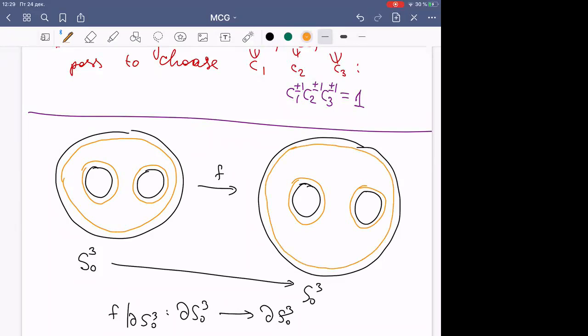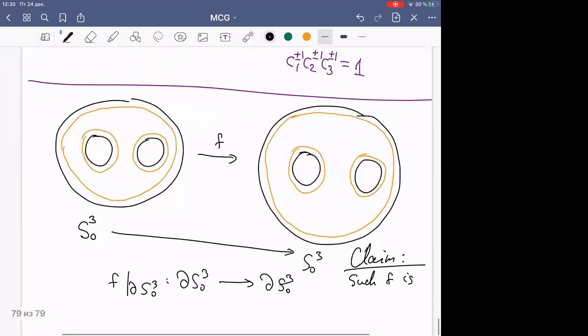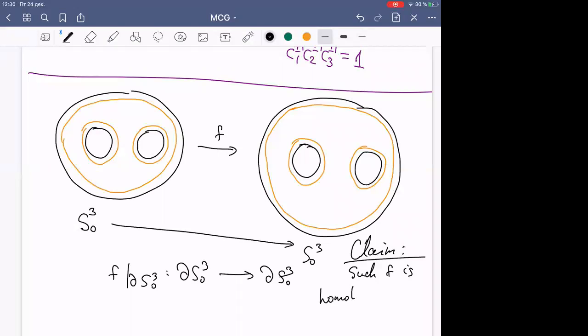So, our claim is that such F is homotopic to a diffeomorphism. And this is enough. If we prove this, then our proof will be completed. We just apply this to any of the components of the complement. Well, now we need to use the same trick as before, but in its relative form.